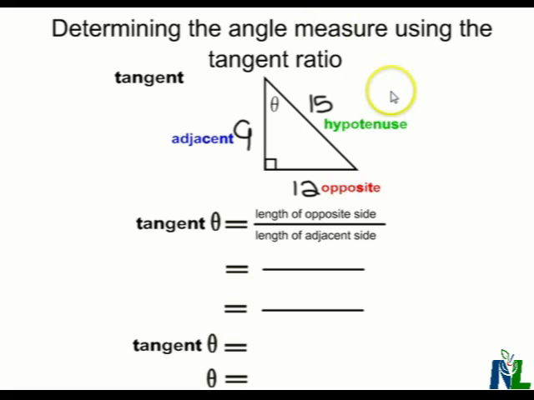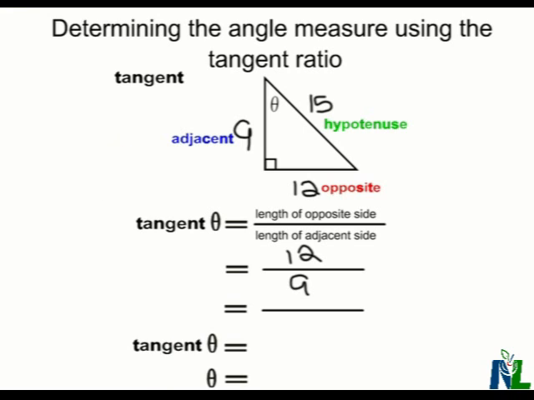So determining the tangent of the angle theta is an important piece. We have to use the opposite side of theta, which is 12, so I'll just fill that in. The opposite goes in the numerator. In the denominator goes our adjacent side, which is 9 in this case. Okay?